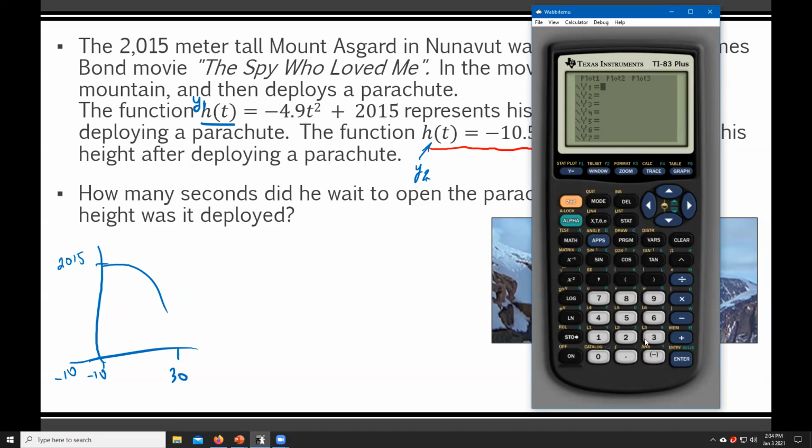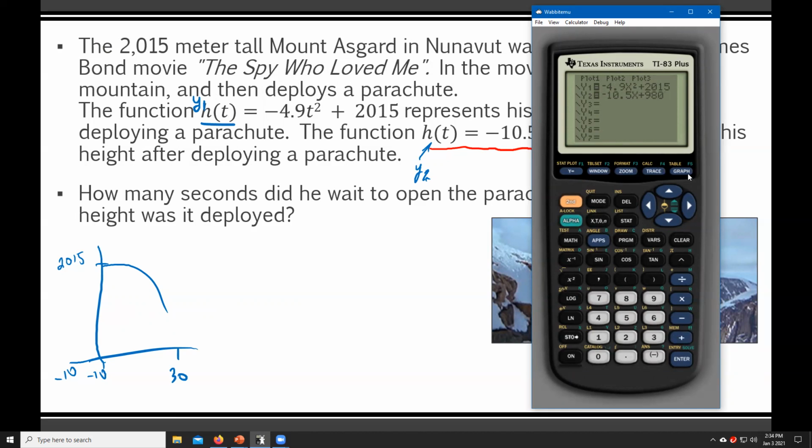So in y1, I'm going to enter -4.9 t squared. Well, instead of t, you have to put x in your calculator just because that's how they work. So -4.9 x squared plus 2015. There we go. Then in y2, I'll do -10.5 t, so just x, and then plus 980.